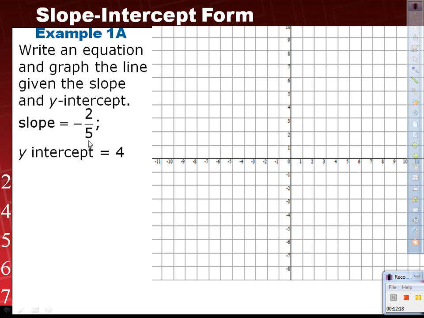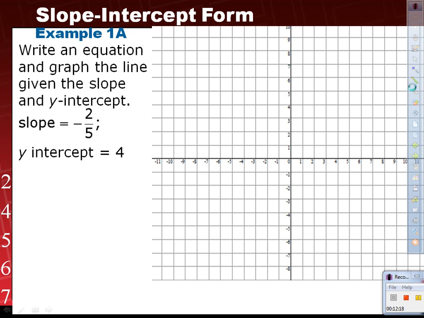It says, example 1A, write an equation and graph the line given the slope and y-intercept, period. And what do they give us? The slope equals negative 2 over 5, and the y-intercept is 4. Instructions again, write an equation and graph the line given the slope and y-intercept. So according to the objective today, we're going to do 2 things. We're going to write an equation and graph the equation. Okay? So I'm going to combine both of them in one, but I'm going to take it by steps. So writing utensils down, please. You'll finish copying right now. I'll give you time. But I want you guys to pay attention to this part because this is where I start losing some of you. Here we go.